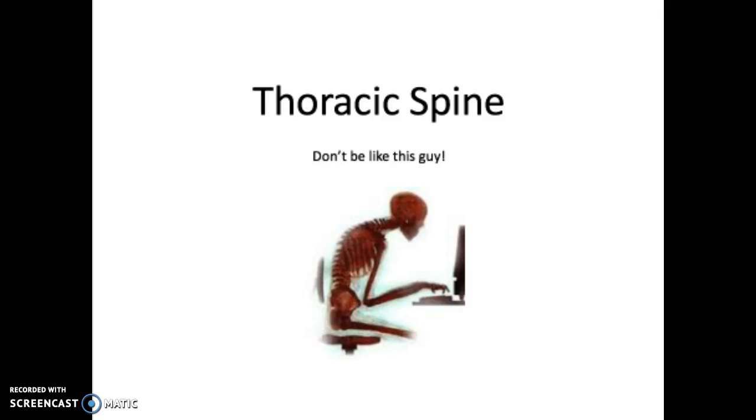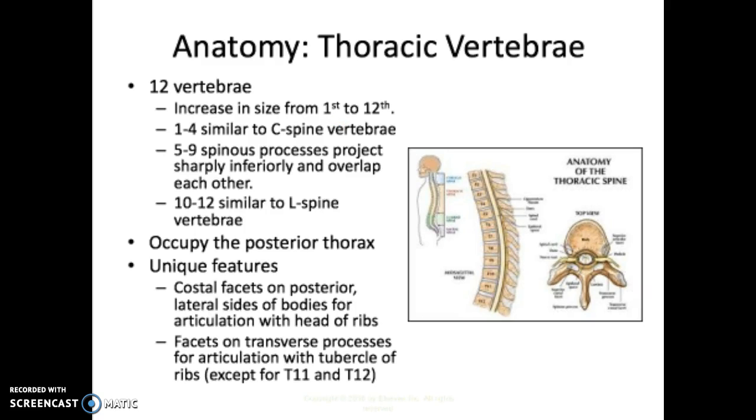The T-spine has 12 vertebrae. They're increasing in size from the first to the 12th. And 1 through 4 are more similar to the C-spine vertebrae in how they're shaped and formed. And 10 through 12 are more similar to the L-spine down at the bottom. 5 through 9 have spinous processes that are a little bit different from all the other vertebrae because not only do they project posteriorly, but they also project inferiorly and overlap on each other down below.